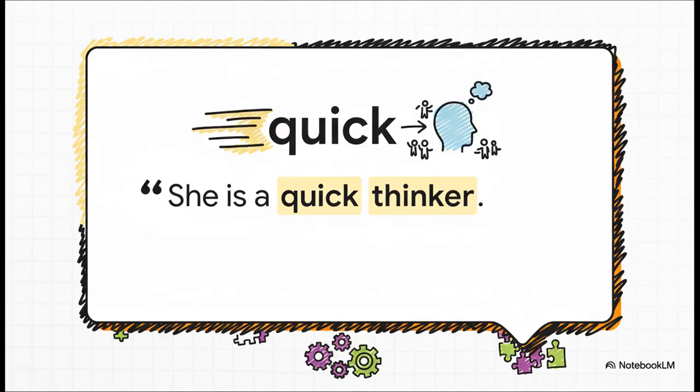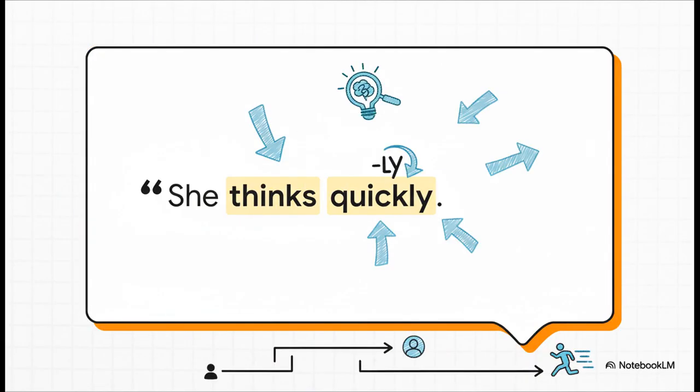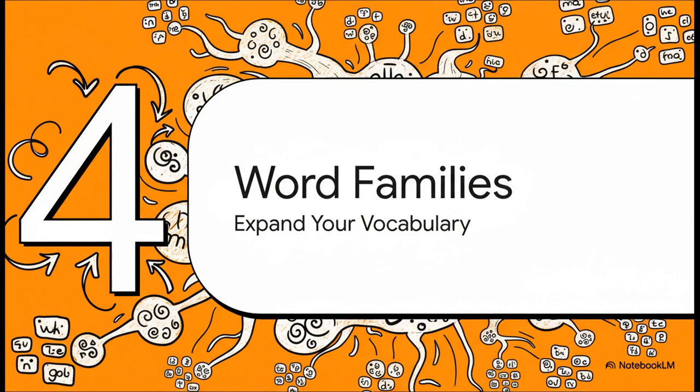So in this sentence, the word quick is what we call an adjective. Its only job is to describe the noun, which is thinker. It tells us what kind of thinker she is. Pretty straightforward. But now, watch this. We add the tiny little ly suffix, and boom, quickly is now an adverb. Its job has totally changed. It's not describing the person anymore, it's describing the action. It tells us how she thinks. That tiny two-letter suffix completely changed the word's role in the sentence. How cool is that?